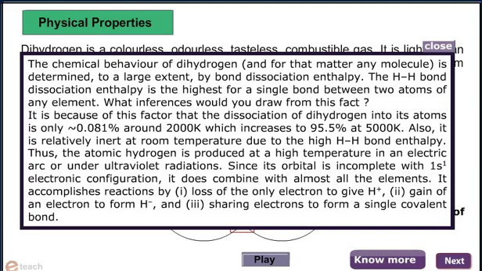Since its orbital is incomplete with 1s1 electronic configuration, it does combine with almost all the elements. It accomplishes reactions by: number 1, loss of the only electron to give H+ ion; number 2, gain of an electron to form H- ion; and number 3, sharing of electrons to form a single covalent bond.